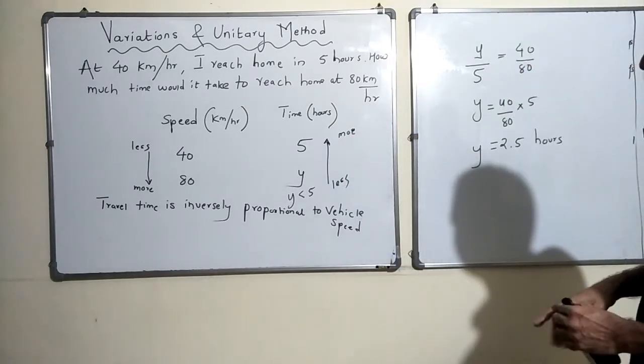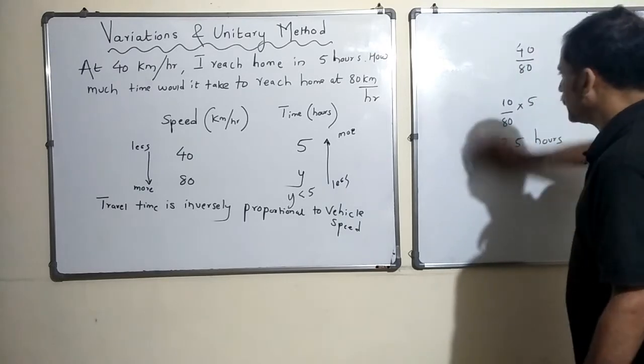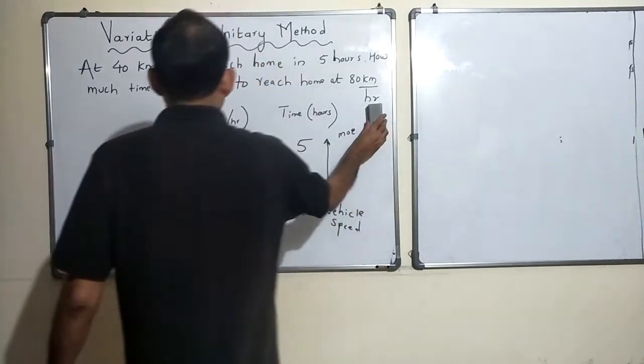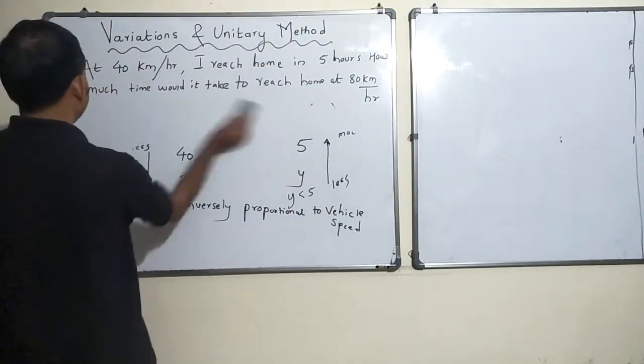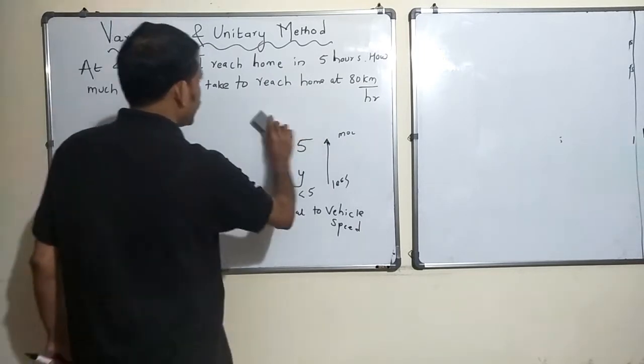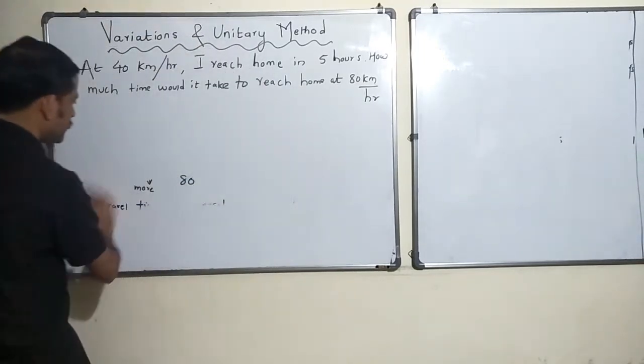Do you want to try the unitary method? We can do that also. Let's try the unitary method and find out the time taken. So what exactly do we need to find here? How much time would it take to reach home at 80 km per hour? Okay, fine.